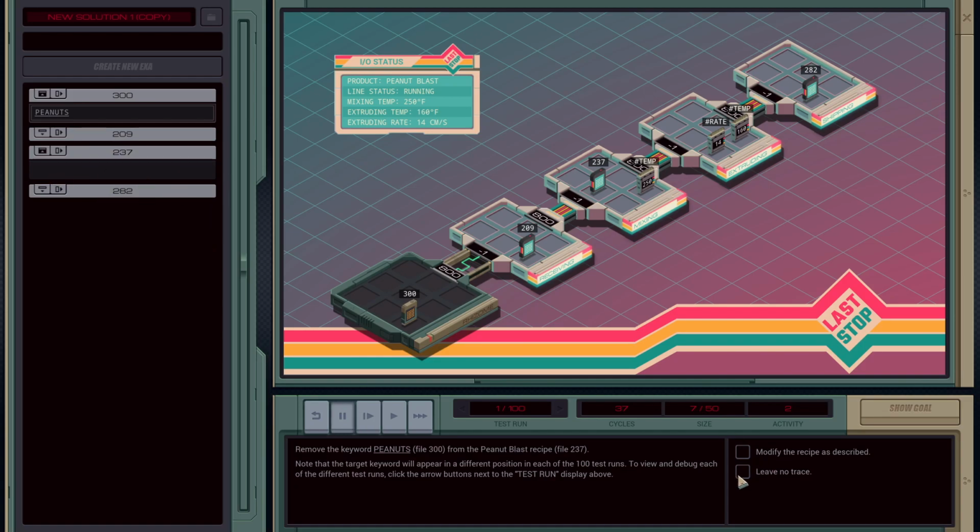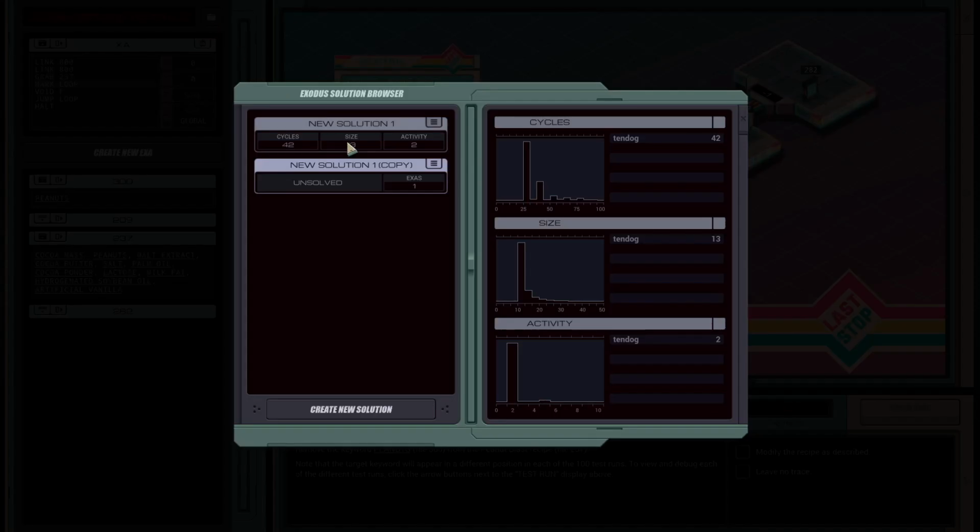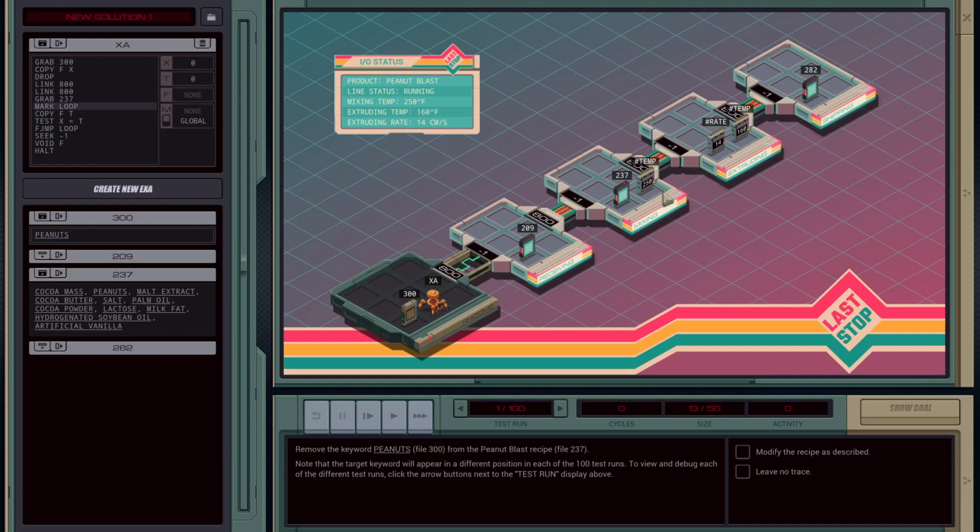But yeah, so I removed the keyword peanuts from there. It didn't say to only remove it. Aw, come on. Alright, I thought maybe that was what people were doing, but apparently not. Yeah, I don't know what the trick is here.